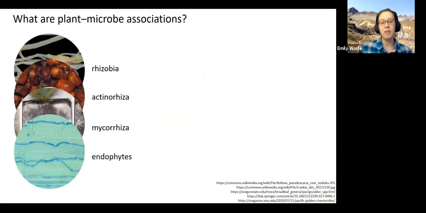And then finally, my personal favorite, endophytes. The round picture here is a microscopic picture that's showing this intracellular fungal tissue. So the little blue lines kind of infiltrating the plant cells there.